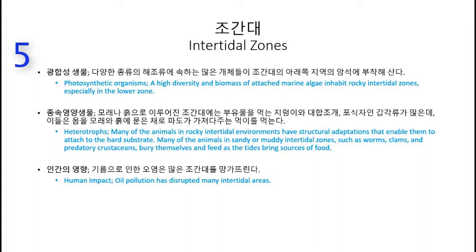Photosynthetic organisms. High diversity and biomass of attached marine algae inhabit rocky intertidal zones, especially in the lower zone. Heterotrophs. Many of the animals in rocky intertidal environments have structural adaptations that allow them to attach to the hard substrate. Many of the animals in sandy or muddy intertidal zones, such as worms, clams, and predatory crustaceans, bury themselves and feed as the tides bring sources of food. Human impact. Oil pollution has disrupted many intertidal areas. The construction of rock walls and barriers to reduce erosion from waves and storm surges has disrupted this zone in some locations.